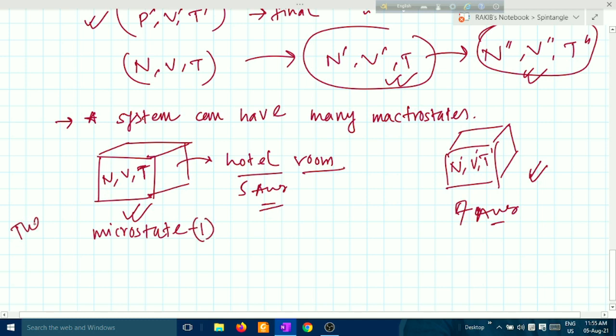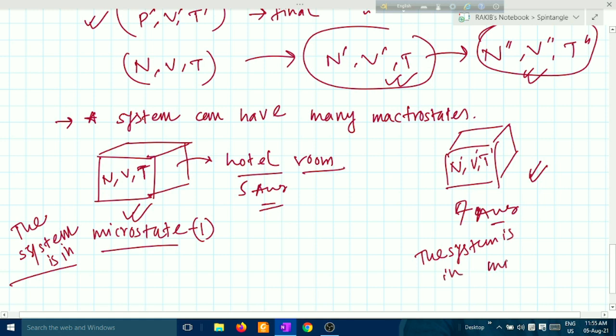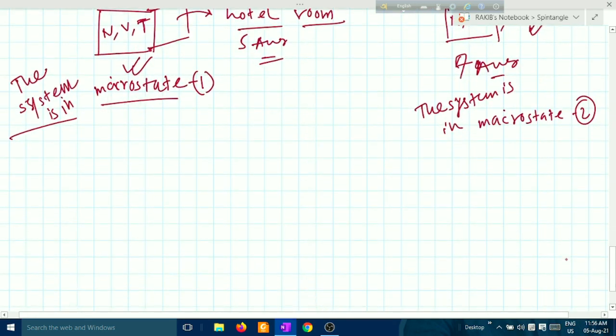Read it like this: the system is in microstate 1, and here the system is in microstate. Sorry, this is not microstate, this is macrostate. Macrostate 1. The system is in macrostate 2, and the day passes by. The system will change, and also the macrostate undergoes a change. Okay.